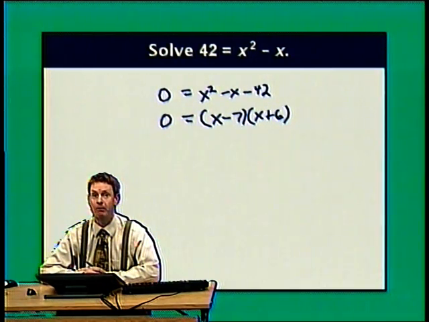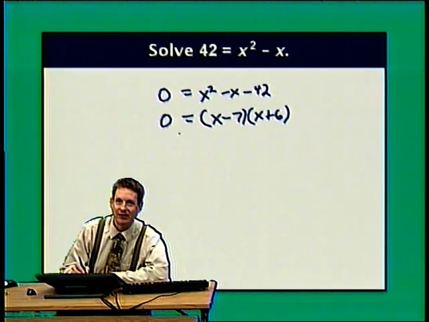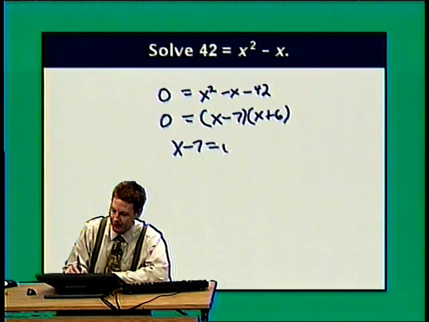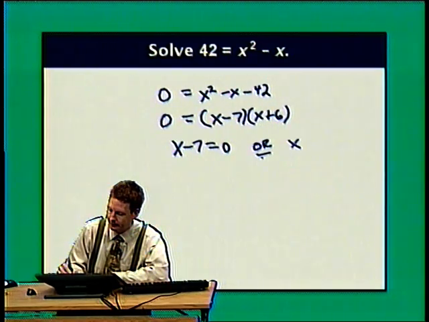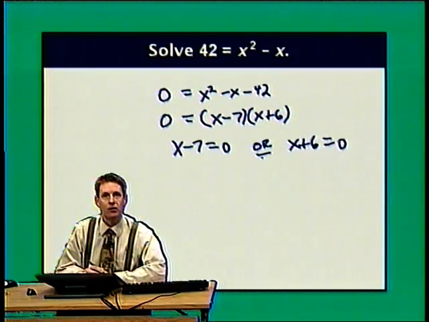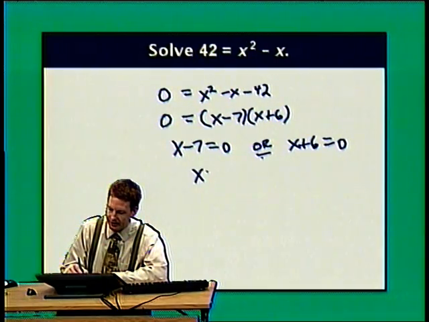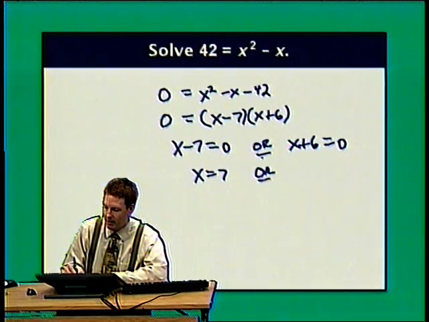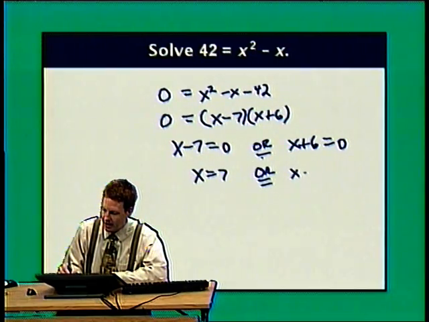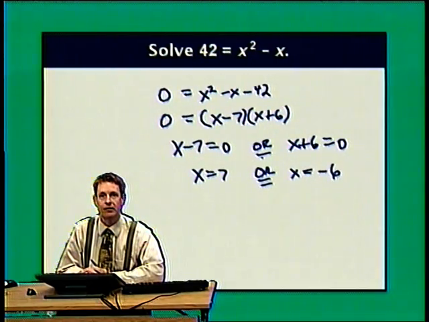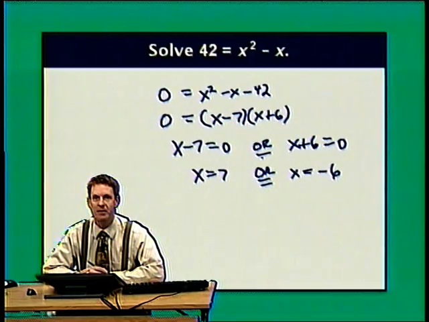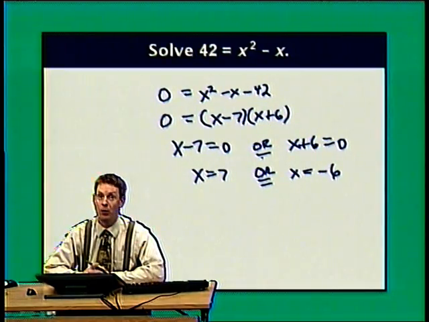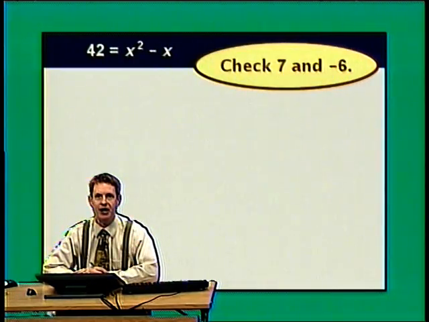Now that I have a product that equals 0, I can use the zero product principle. And the zero product principle says that one of those two factors has to equal 0. So from my first linear equation, x has got to be 7. And from my second linear equation, x has got to be negative 6. So it looks like my solutions are going to be 7 and negative 6. But what do I need to do? I need to check, and I need to check in the original equation.